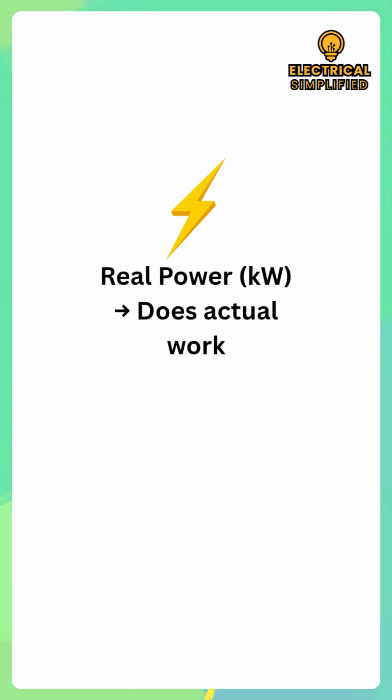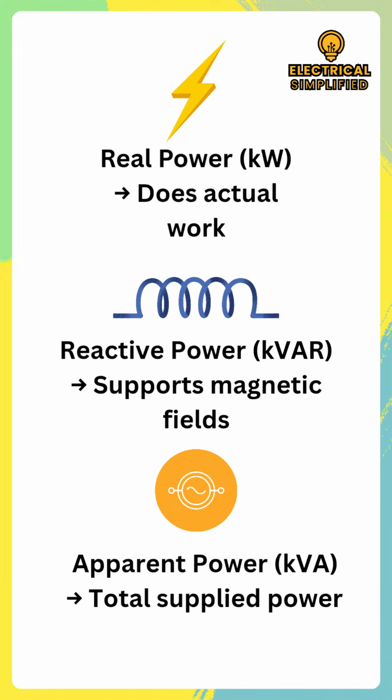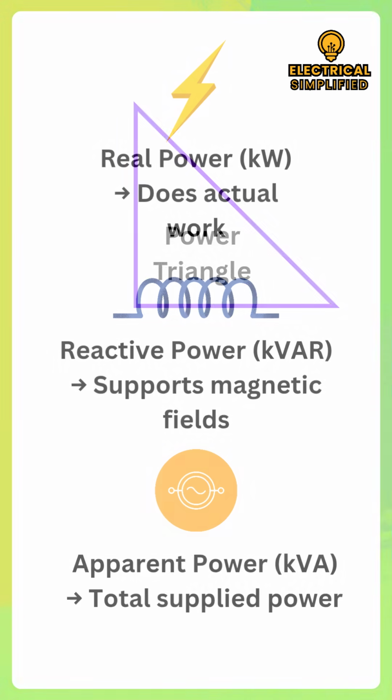Real power, measured in kilowatts, which does useful work. Reactive power, measured in kilovolt ampere reactive, which sustains magnetic and electric fields. And apparent power, measured in kilovolt amperes, which is the total power supplied by the source.